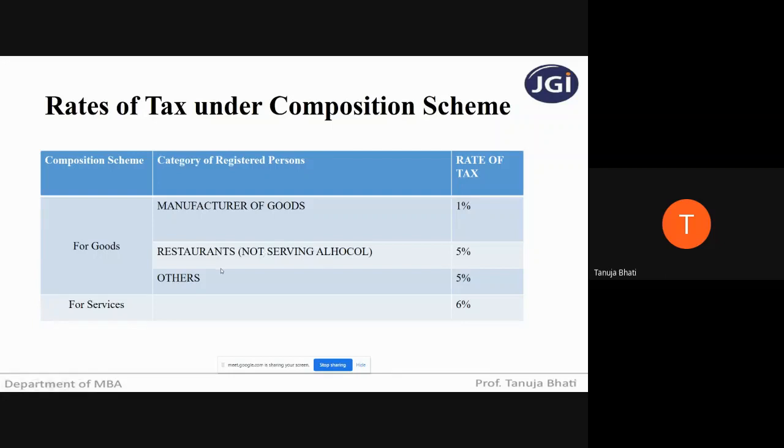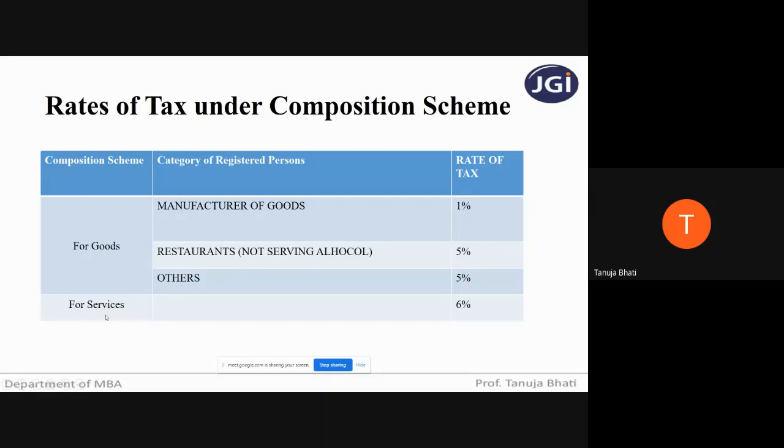In case of restaurants not serving alcohol, the rate of tax will be 5%, of which 2.5% will be CGST and 2.5% will be SGST or UTGST, and again the 5% will be calculated on the turnover. And for others, it is 1%. Sorry, this 5% has to be 1%. For others, it is 1%. Others means if it is not a manufacturer and not a restaurant, all others it is 1%.